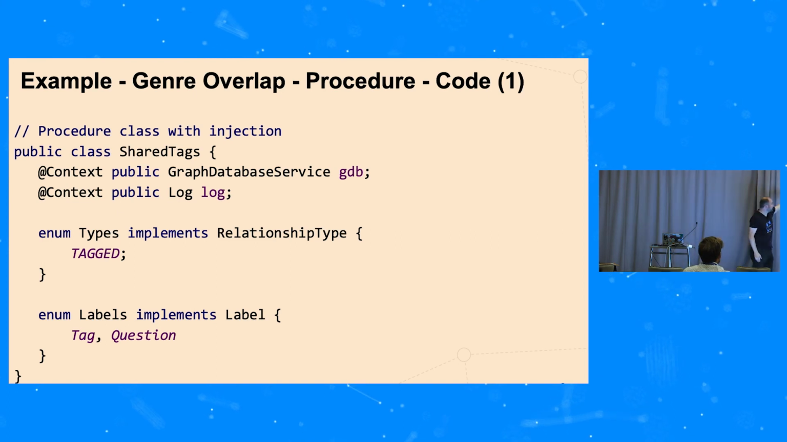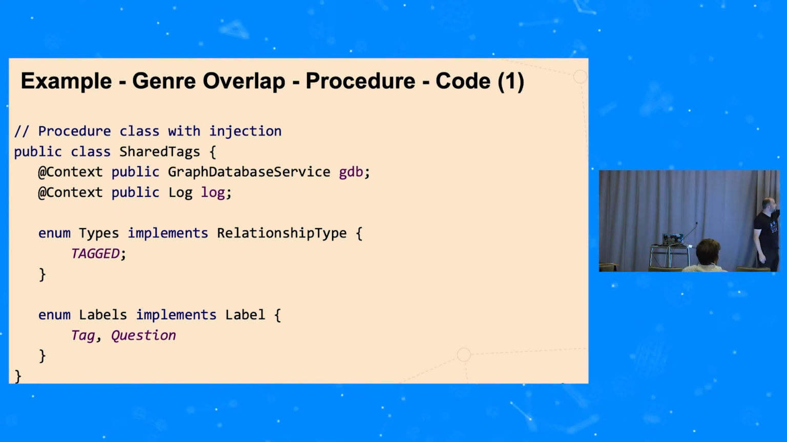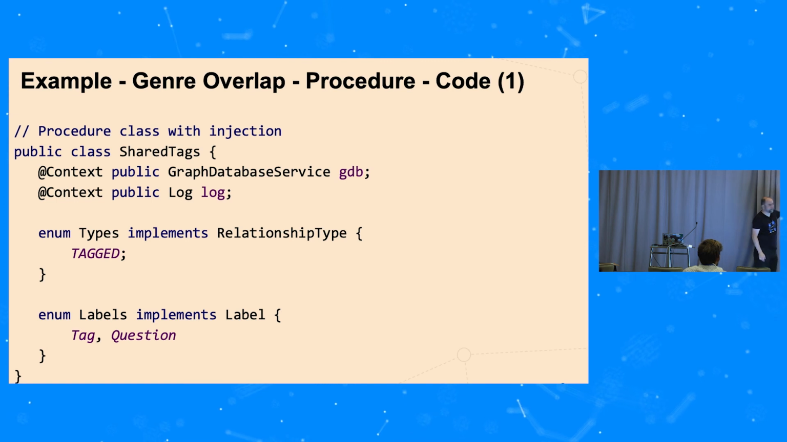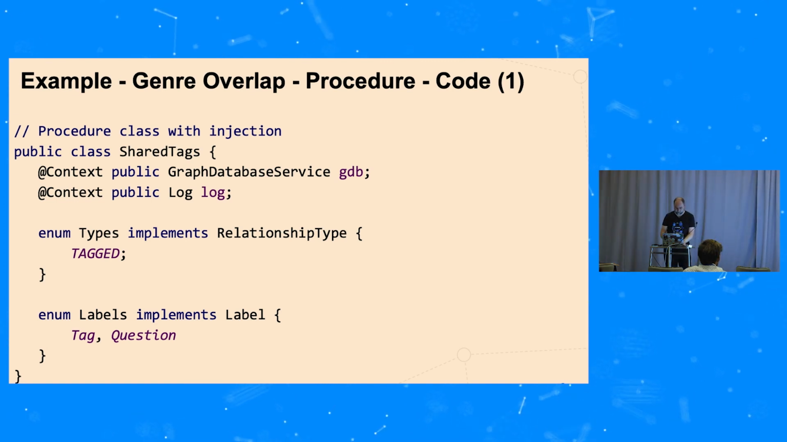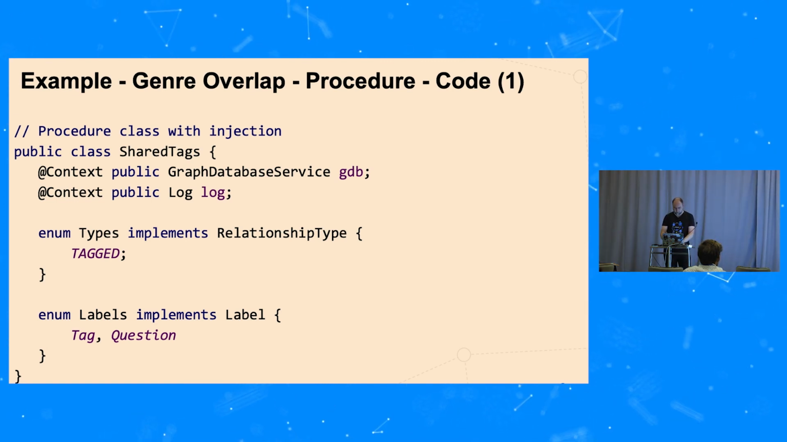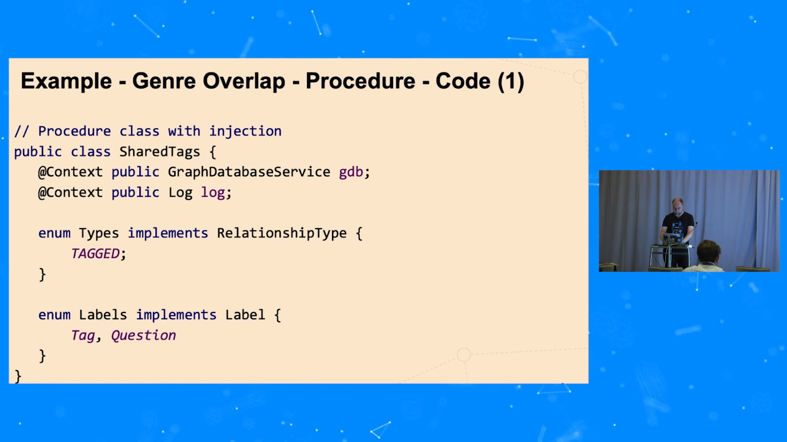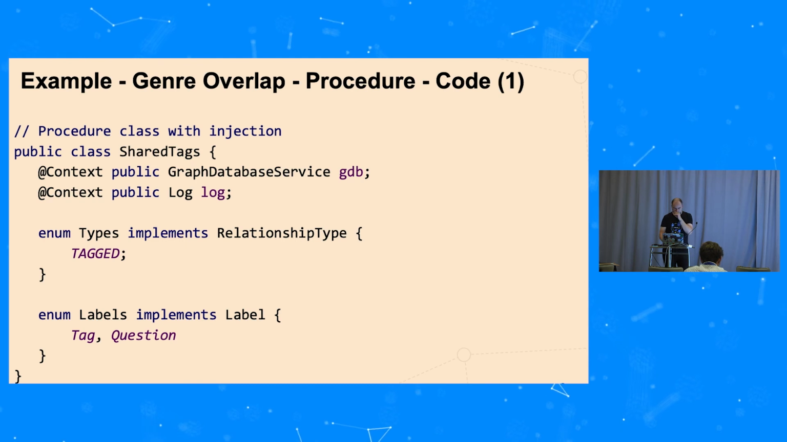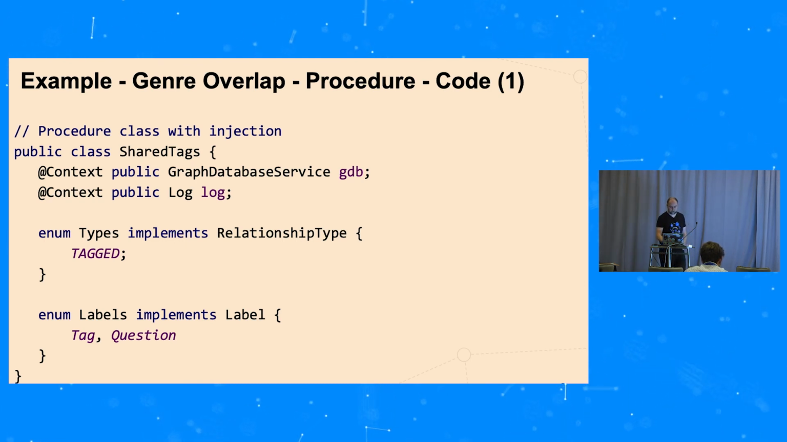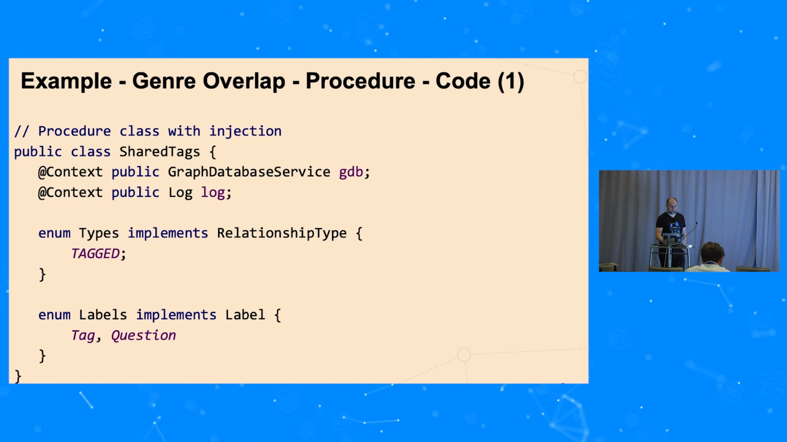This is my procedure class. Actually, this is now a transaction. Actually, I can show it to you in the code, that's probably better. It's called shared tags, this one here. So we get a transaction injected, a log, then we have our tagged relationship type and the tag label. And this is our result class.